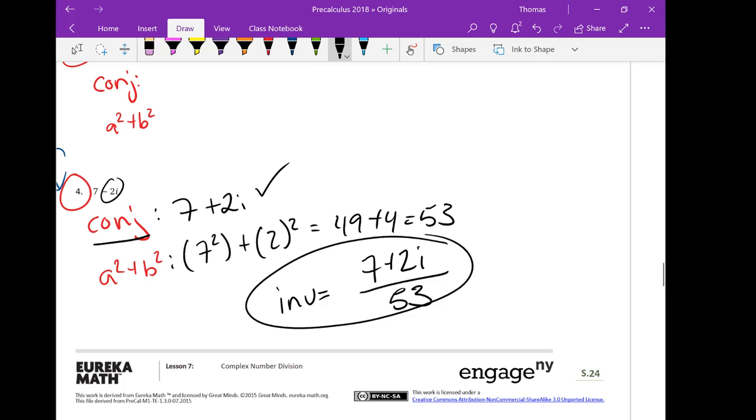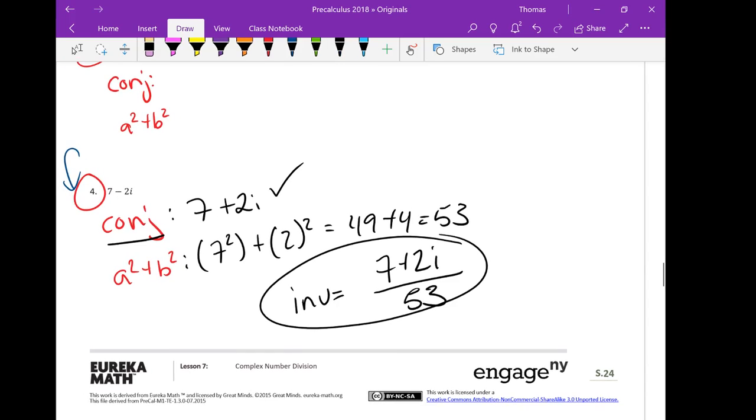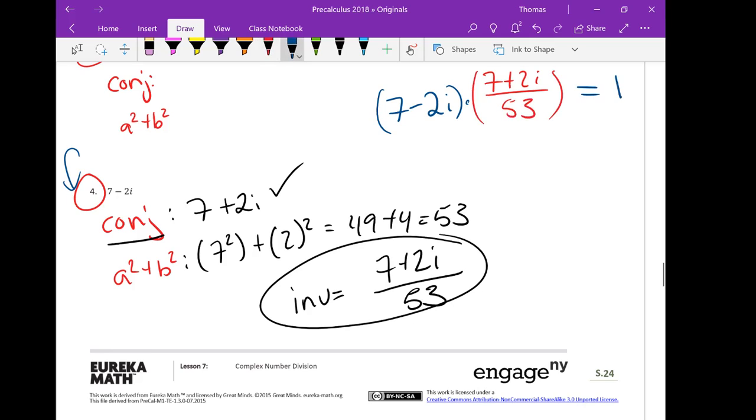Another thing you're going to be asked to do on the exit ticket is verify that this is the inverse. So in other words, make sure that our original number, 7 minus 2i, times our inverse, 7 plus 2i, all over 53, show that those two multiplied is in fact equal to 1. So on your exit ticket, you should be able to set this up. This should be true. Now do out the work to make sure. I like to, again, treat them both as fractions. This would be our verify step.